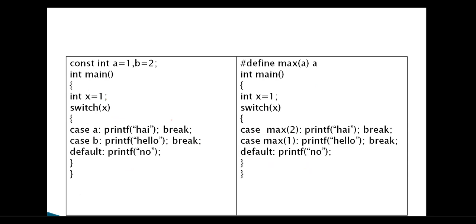Now, exactly with some modification, globally I am initializing two variables, a is equal to 1 and b is equal to 2 as const. You know that the const keyword is used to make variables constants. Now, in the main, initialize a variable x is equal to 1, switch of x. What is the x value? The x value is equal to 1.